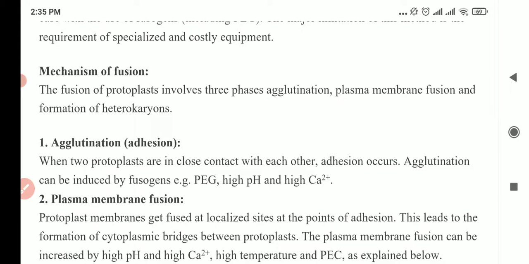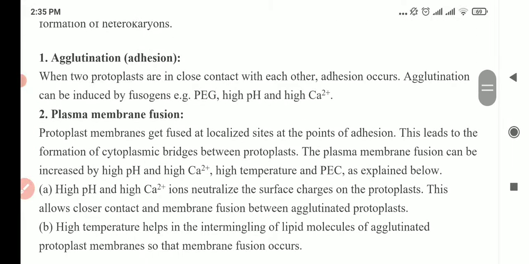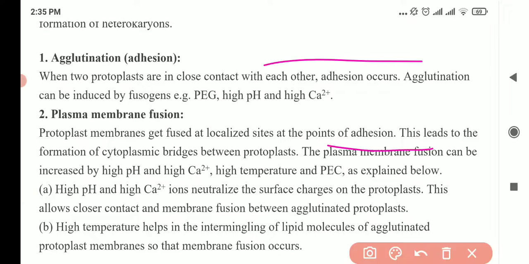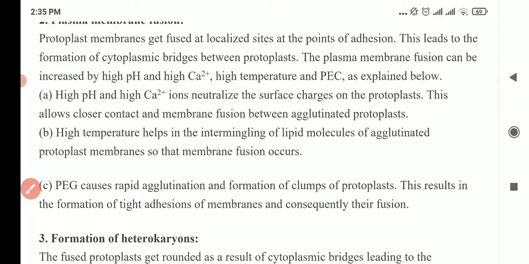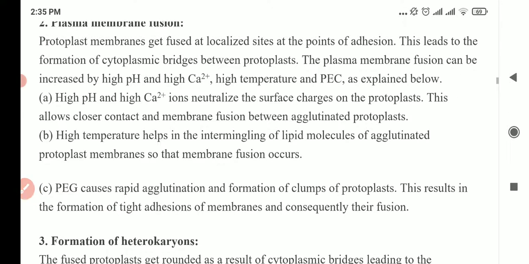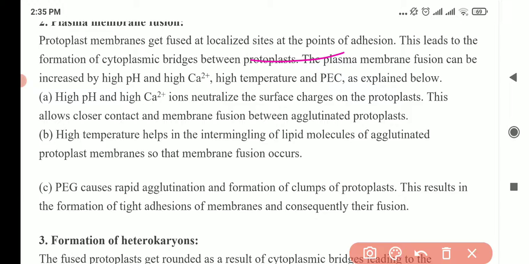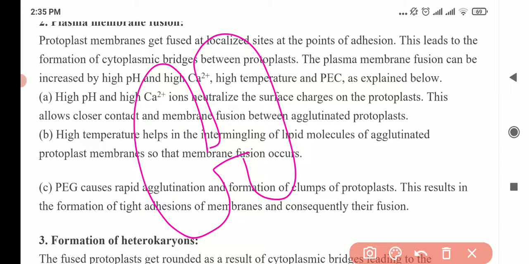So let's look at the mechanism. There are 3 phases: agglutination, plasma membrane fusion, and then formation of heterokaryons. First they will adhere together, they will agglutinate. When the protoplasts are in close contact, adhesion will occur. Then the plasma membrane should fuse next. The plasma membrane gets fused at localized cells at the point of adhesion. There will be a cytoplasmic bridge between the protoplasts.